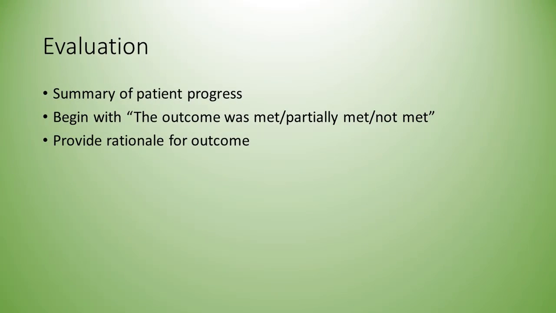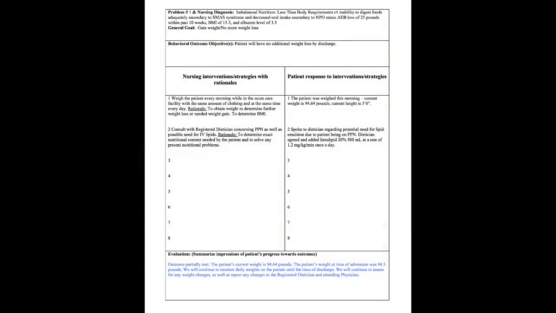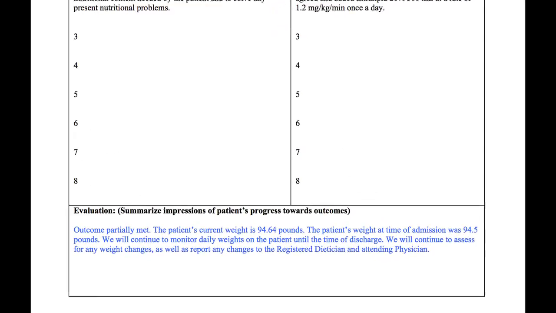Finally, the last box is your evaluation. This is a summary of your patient's progress toward the behavioral outcome objective. This evaluation should be started as the outcome was met, partially met, or not met, followed by a rationale of why the outcome is either met, partially met, or not met. Our example evaluation is as follows.